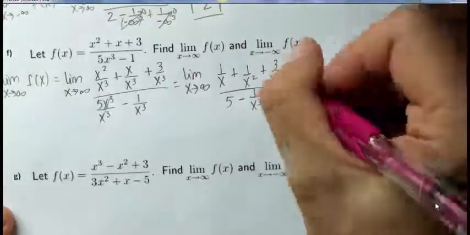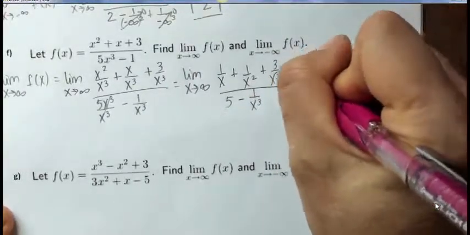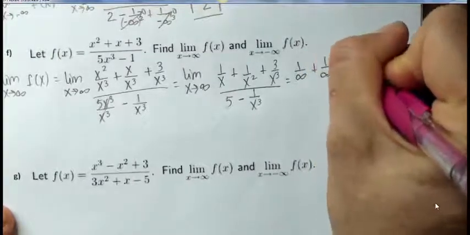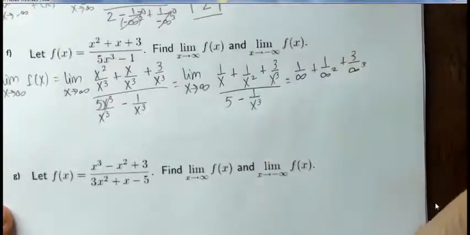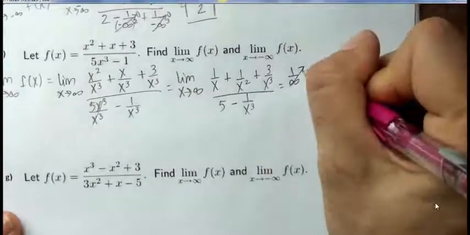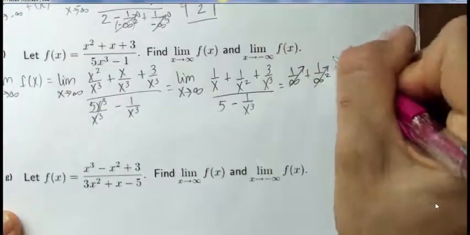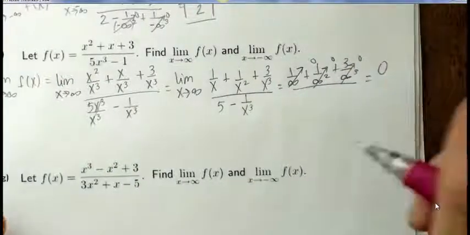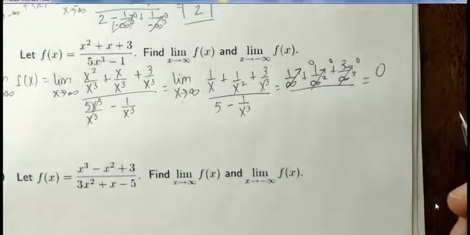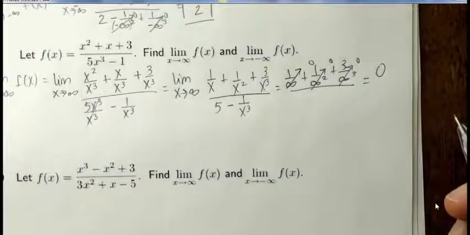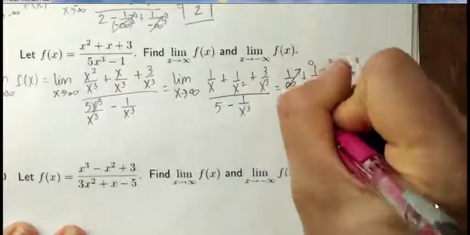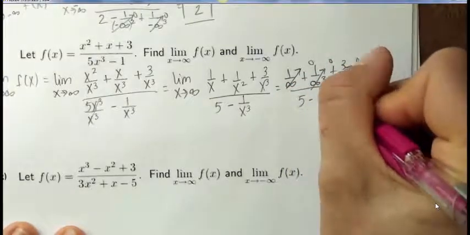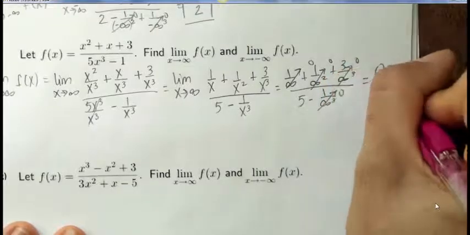Now plugging infinity into this, you'll have 1 over infinity plus 1 over infinity squared plus 3 over infinity cubed. Now what's happening with all 3 of these? They're all going to 0. So right away in my numerator, it's 0. Let's just make sure that my denominator is not 0 as well, because then I'll have an indeterminate form, I'll have a problem. All right, so this is going to be 5 minus 1 over infinity cubed.